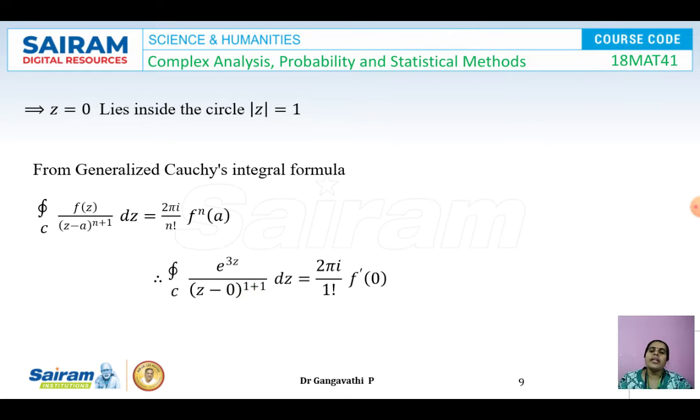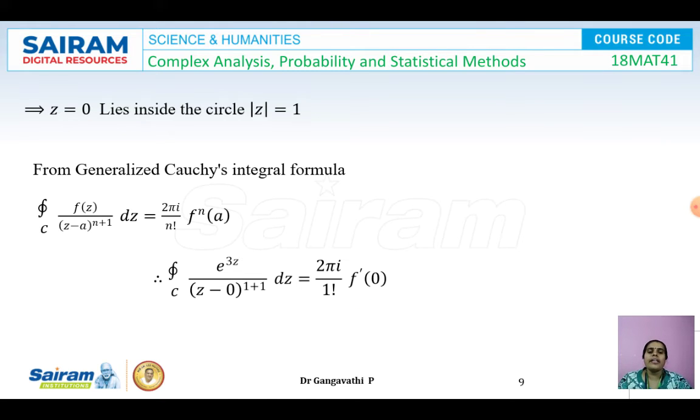2 can be written in this form, like the n plus 1 form we have to write. So it is 1 plus 1. The value of n is 1. So when I compare this with this, the value of n is equal to 1. So on the other side, we get 2 pi I by 1 factorial into f to the power of n. The value of a here is 0. So therefore n is equal to 1, the first derivative of f at a equal to 0.